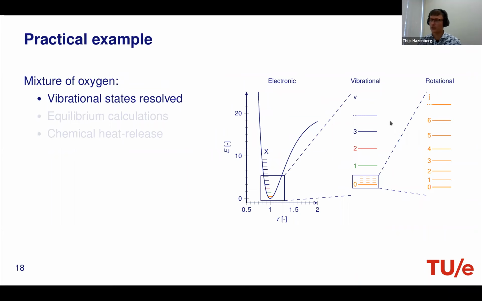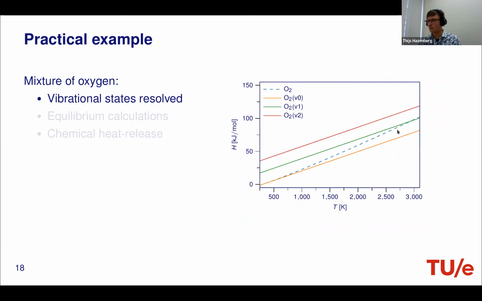Okay, let's go into a practical example. So we have a chemical model where we want to resolve the vibrational states. We have the ground state, the first vibrationally excited state, the second vibrationally excited state, and we include all of these in a chemical mechanism as individual species. If we would now do a sweep of equilibrium calculations, the thermodynamic data of all these species are parallel lines going slowly up.